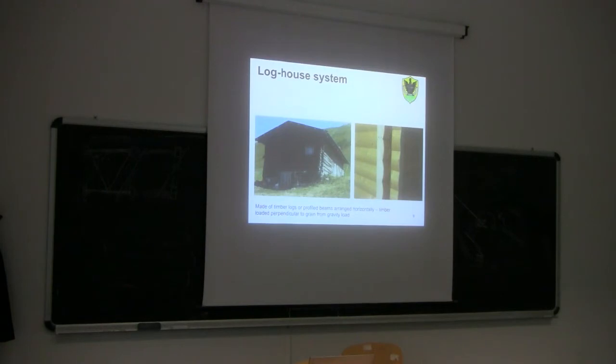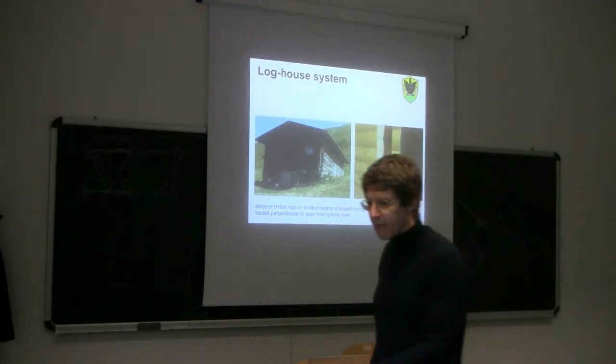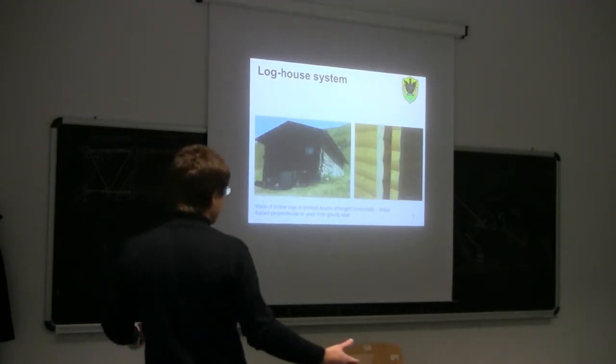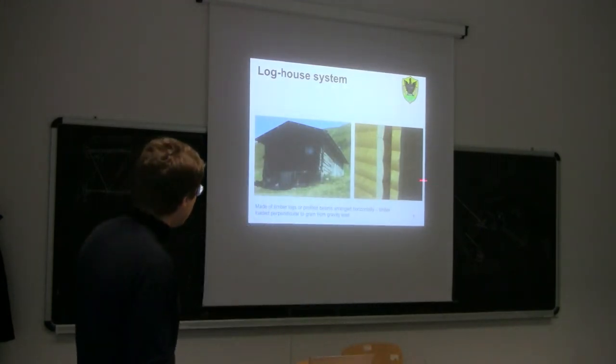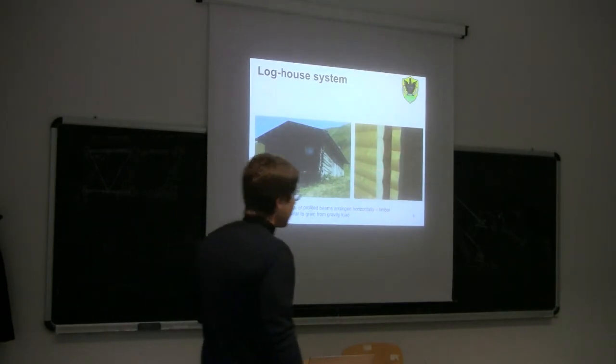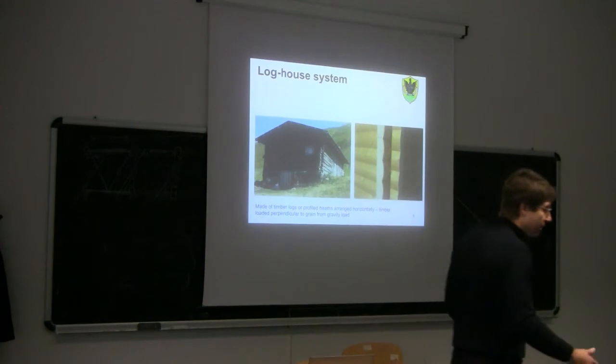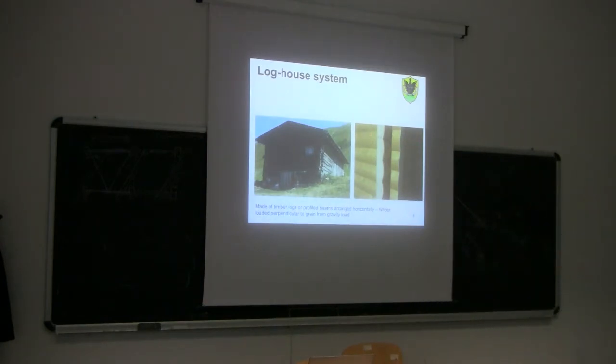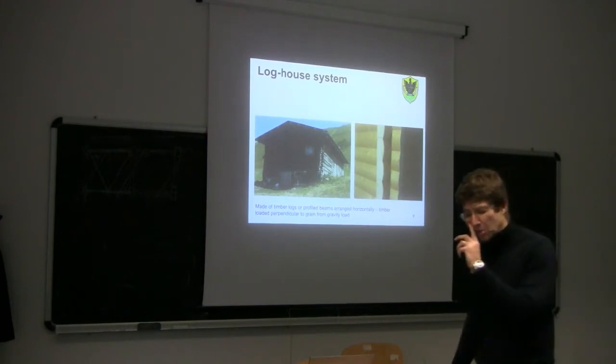On the left, you can see a typical log system made from a real log. On the right, you can see the modern version of the log building, the one that, for example, is provided by producers like Rubner Haus or other modern producers, where the log, as you can see, is replaced by glulam beams, always arranged horizontally. So in this case, as you can understand, the wood is loaded by gravity perpendicular to the grain.